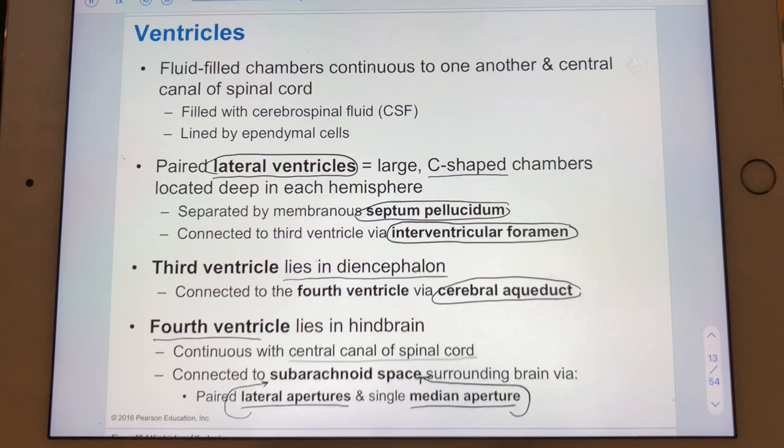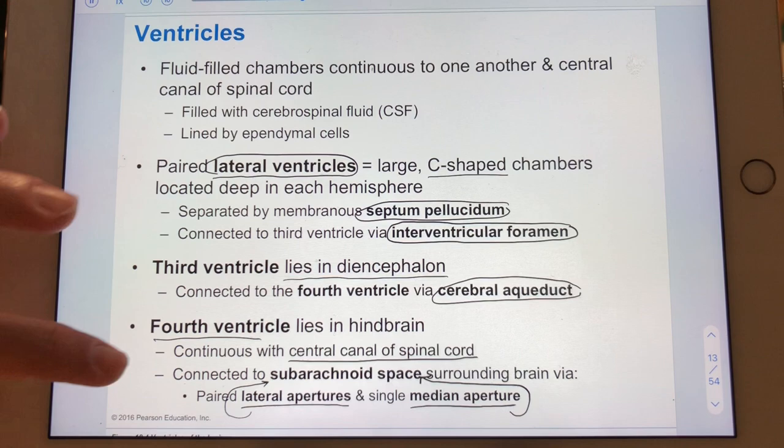Not only is the lumen of the fourth ventricle continuous with the subarachnoid space, it's also continuous with the central canal. Now, in the next slide, we get an anterior view and a lateral view via X-ray vision of that ventricular system.